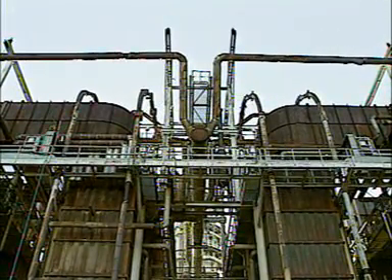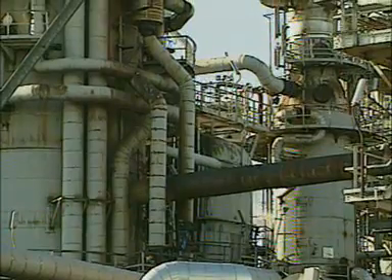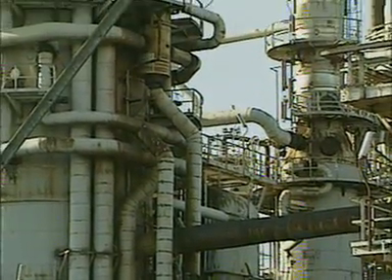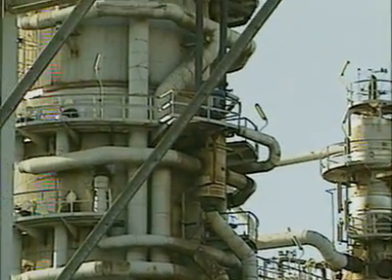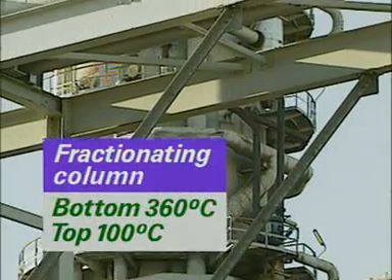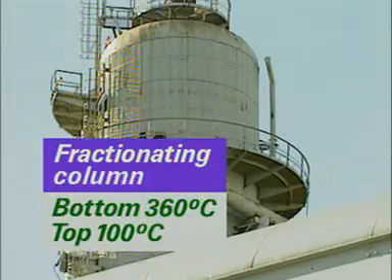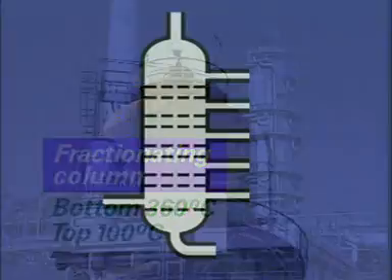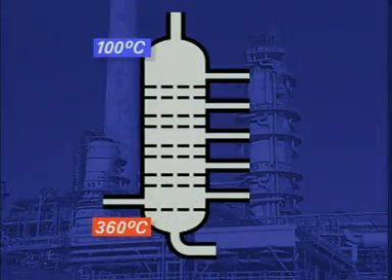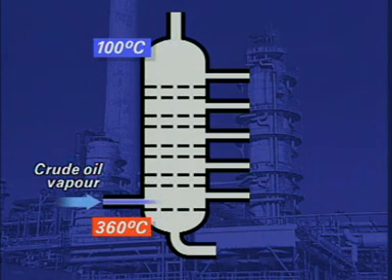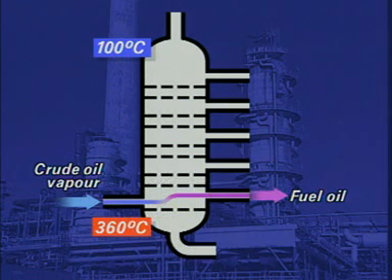The vapour is fed into the bottom of the fractionating tower, a column containing over 40 perforated trays. The bottom of the tower is kept at 360 degrees Celsius and the top at about 100 degrees Celsius. The vapours rise up the tower and condense to liquid when they arrive at a tray that is sufficiently cool. The perforations in the trays allow vapours to rise up the tower and liquids to drip down.